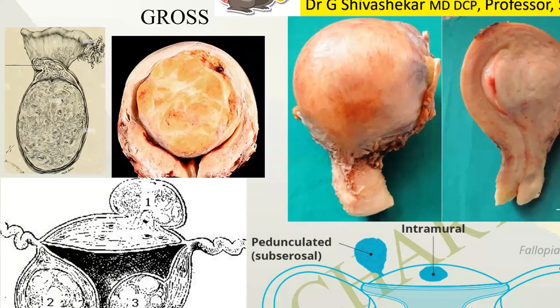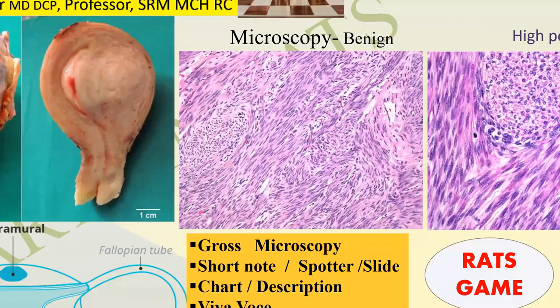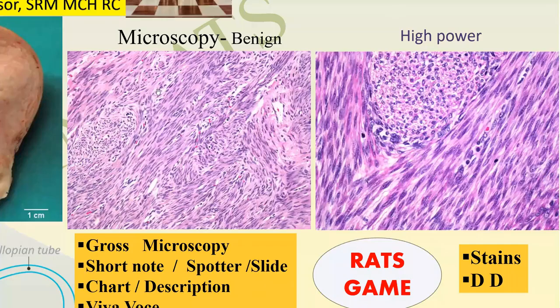pictures of this. The microscopy is what we are going to see. This is a low power view, this is a high power view. In both, I am finding bundles of spindle-shaped cells. There is no space between the cells. All the dark ones are the nuclei, and the paler eosinophilic one is the cytoplasm. The nucleus is elongated, and it is supposed to be cigar-shaped.